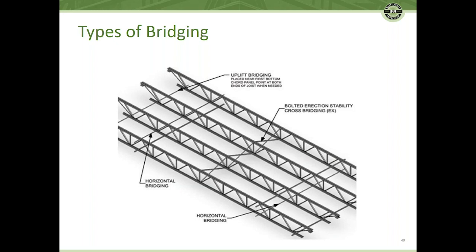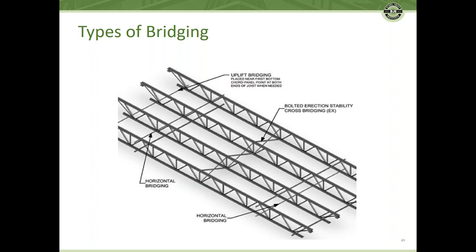Horizontal bridging is just horizontal pieces that are welded to the top chord and the bottom chord. Horizontal bridging does not need to be aligned top and bottom like shown in this sketch. Sometimes the top chord and the bottom pieces do not line up, and that's okay. It just depends on how the joist is designed.